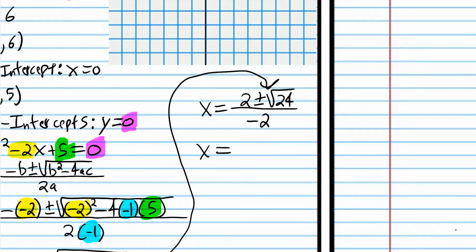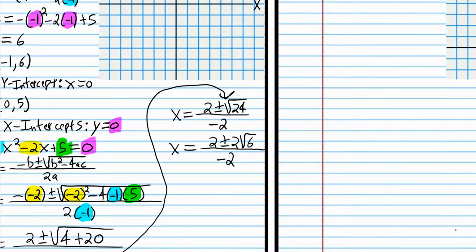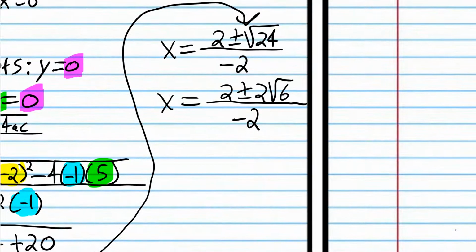So I know it's kind of annoying to have to deal with this, but you've got to pull the perfect square out of that root. Mathematicians don't like perfect square factors inside roots. So 24 is 4 times 6. The 4 comes out as a 2. The 6 stays in. Again, that's all stuff that we learned in my root classes. Now we can divide each one of these terms by 2. And if we do that, we get 1 plus or minus root 6 over negative 1.